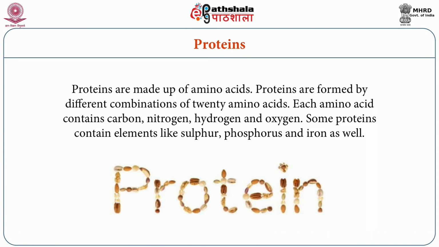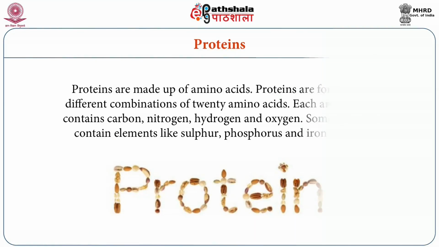Coming to the second component, that is proteins. Now proteins are made up of different kinds of amino acids. The amino acids are called the building blocks of proteins, and the proteins are formed by different combinations of 20 basic amino acids which are found in different kinds of food sources.